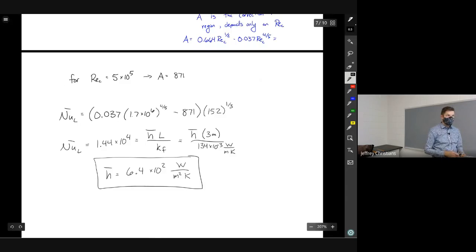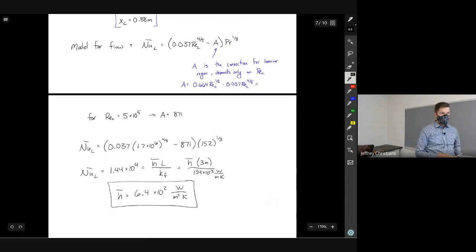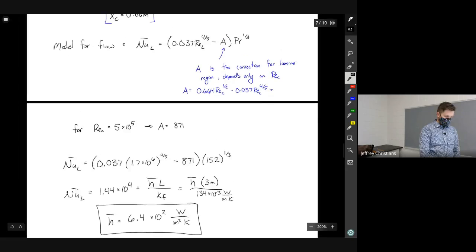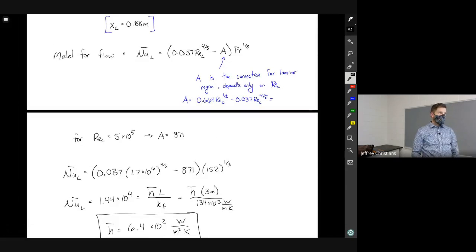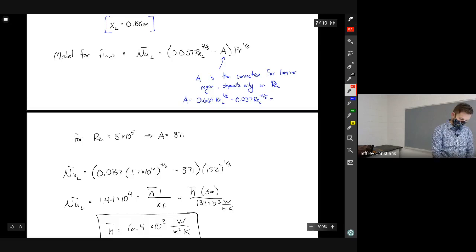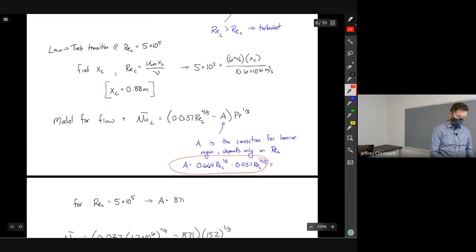Or about 640. Yeah. Why didn't that correction number change? Your L is 3 instead of 0.4. So the A value is only a function of the critical Reynolds number, which is 5 times 10 to the 5. It doesn't have anything to do with the length, which is kind of a weird result. So you'll see, you can solve it either way.